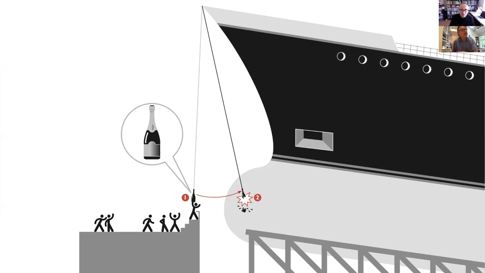So this is an explanation of how to launch a boat. First you need a ship, and then a big ship. And then you need a champagne bottle. And at that moment you name the boat. This comes from the little book, Wordless Diagrams.